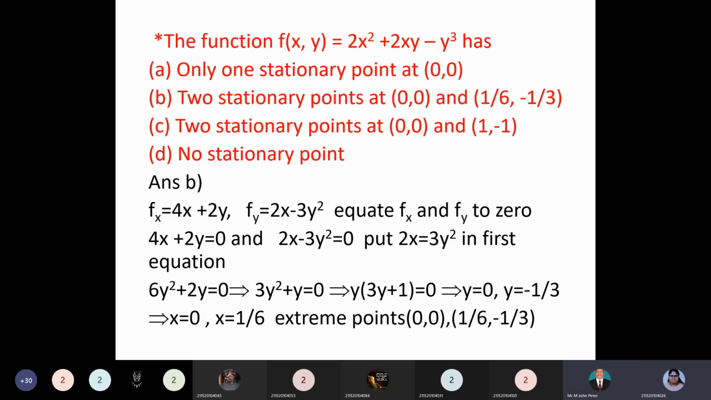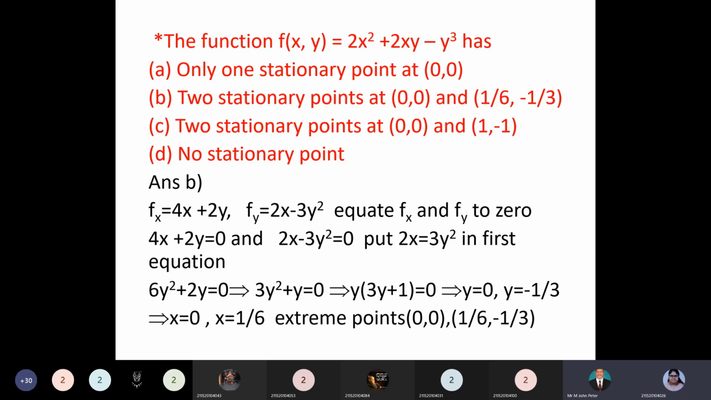This one was also asked as a 2 mark question. The function f(x, y) = 2x² + 2xy − y³ has: only one stationary point at (0, 0); two stationary points (0, 0) and (1/6, −1/3); or two stationary points at (0, 0) and (1, −1).